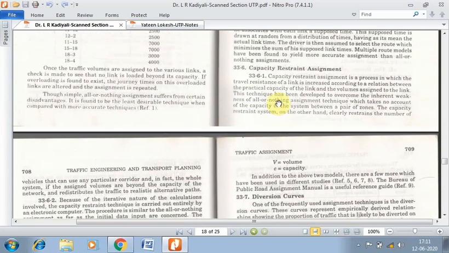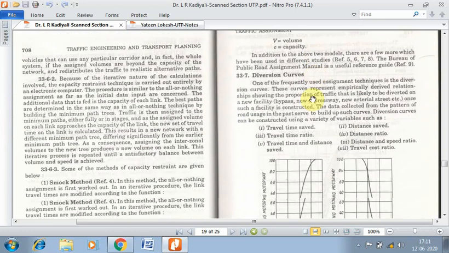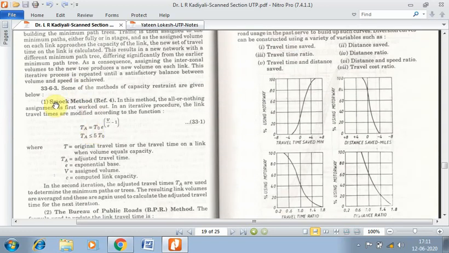So there are certain methods to be followed in this capacity restraint assignment technique. One is called the SMOC method. In this method, the all or nothing assignment is first worked out, and in the iterative process, you will be recalculating the travel time factor, or the modified travel time factor, in every iteration. So this is the equation that mathematically represents the SMOC method of doing the assignment process.